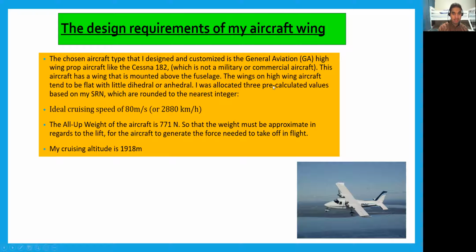I was allocated three pre-calculated values based on my SRN, which are rounded to the nearest integer: my ideal cruising speed of 80 meters per second, the all-up weight of the aircraft, which is 771 newtons, and my cruising altitude, which is 1,918 meters.